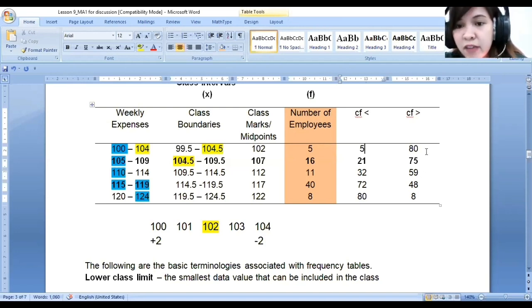Bakit siya tinawag na CF greater than? Is 80 greater than 75? Yes. Is 75 greater than 59? Yes. Is 59 greater than 48? Yes. And so on and so forth.